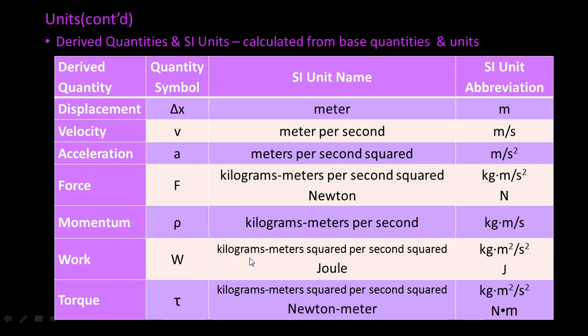For work, you'll look at the units. It's kilogram meter squared per second squared. We've given that the special unit of joule. And torque is kilograms meters squared per second squared, and we've given it the special term Newton meter.